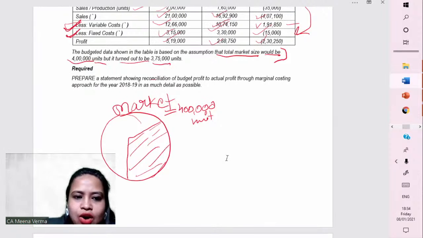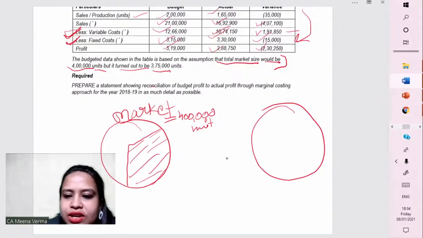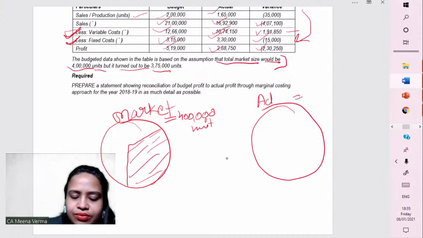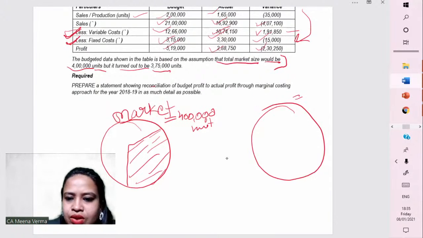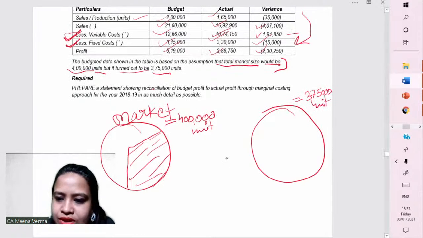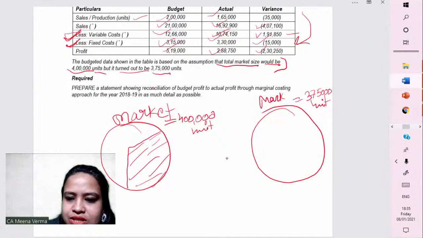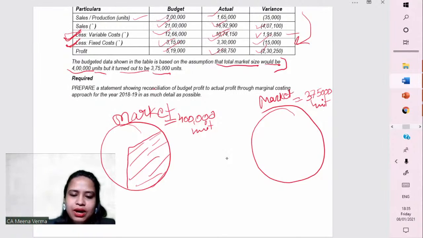Now what actually happened is that in this entire market, you can now sell a maximum of how many units? Now how many units can you sell? 375,000. This many units. This is the size of the entire market, remember. This is the size of the entire market.